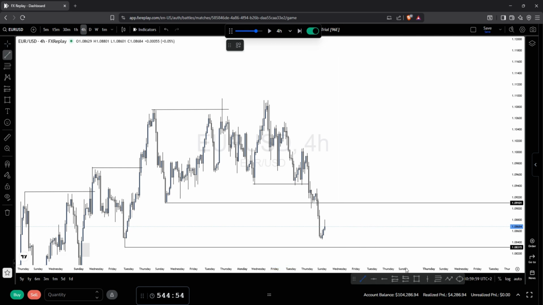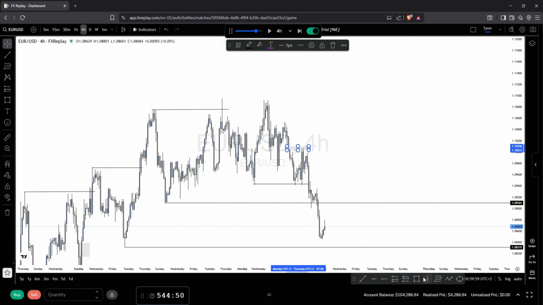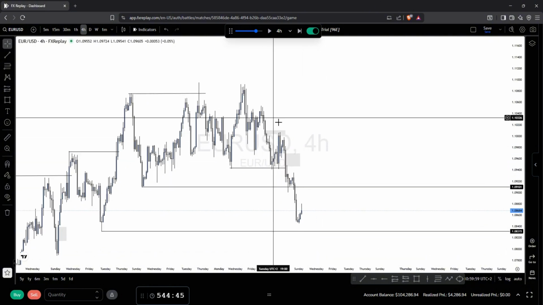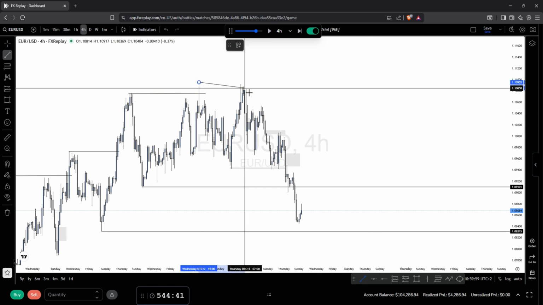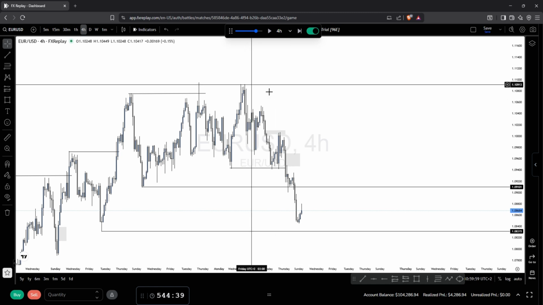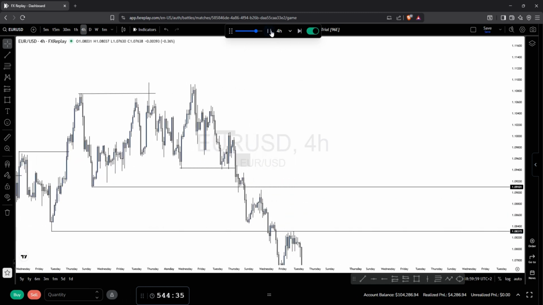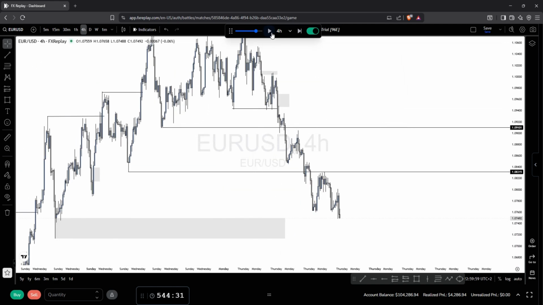We have an imbalance also here, and another one also here. So I want to see. I don't like what price did here, so I'm gonna be using my fib from this high, not this one. So let's see. Are you retracing or are you going straight down? Seems like it's going all the way down.